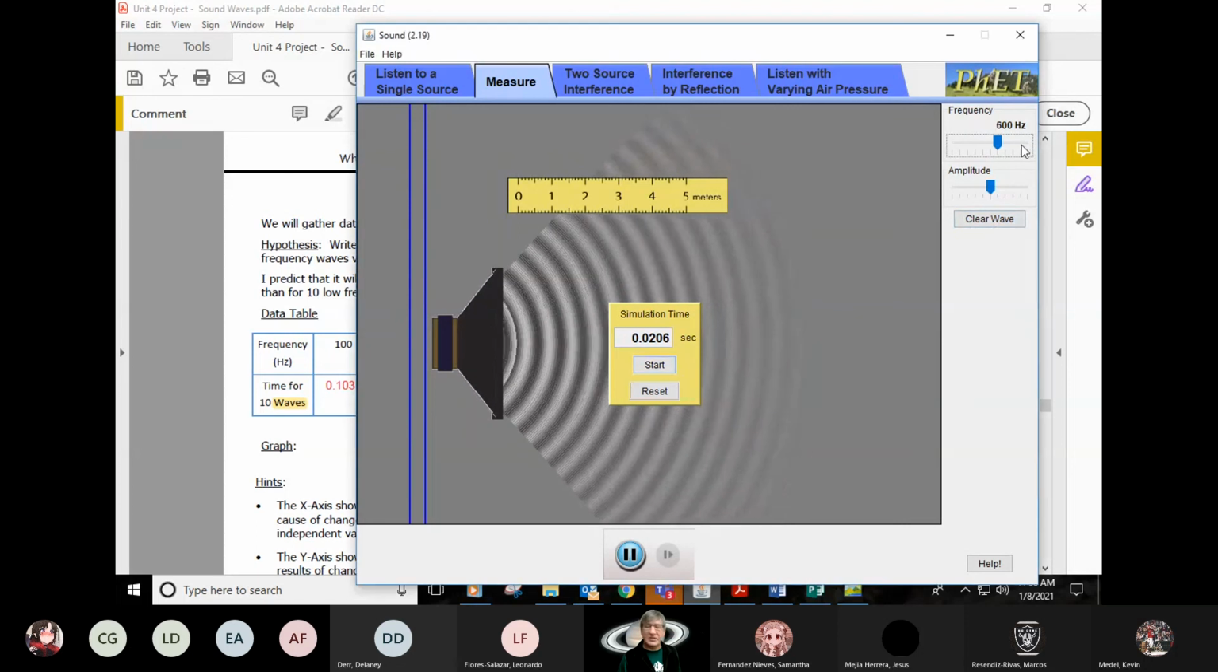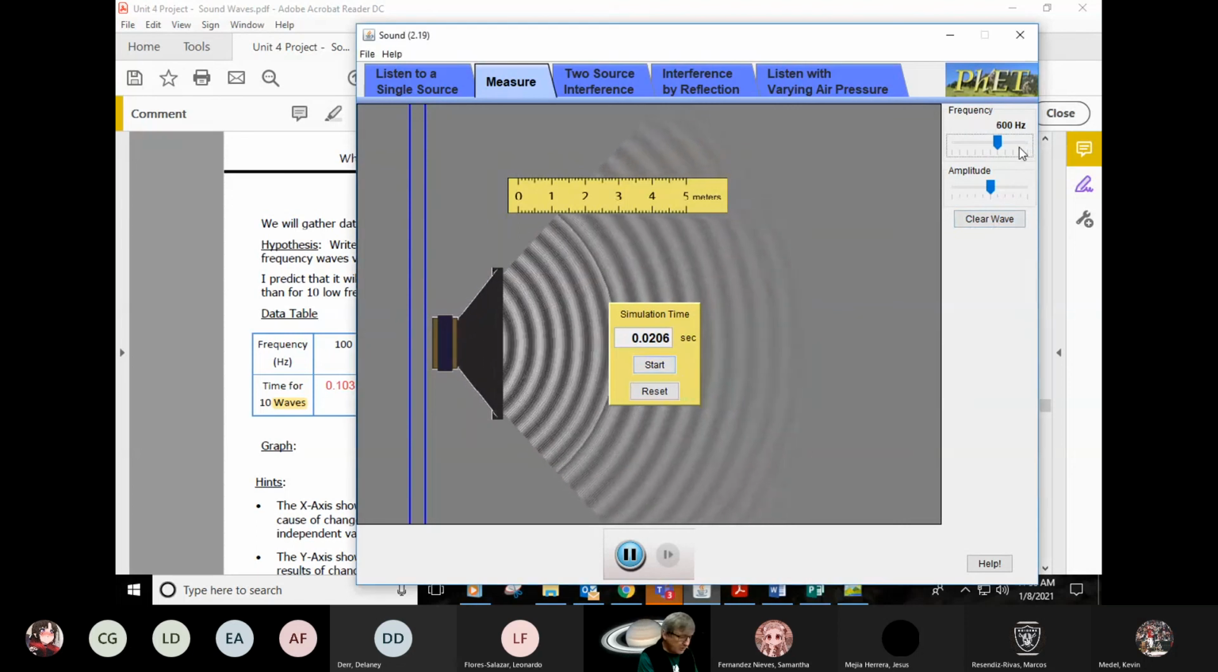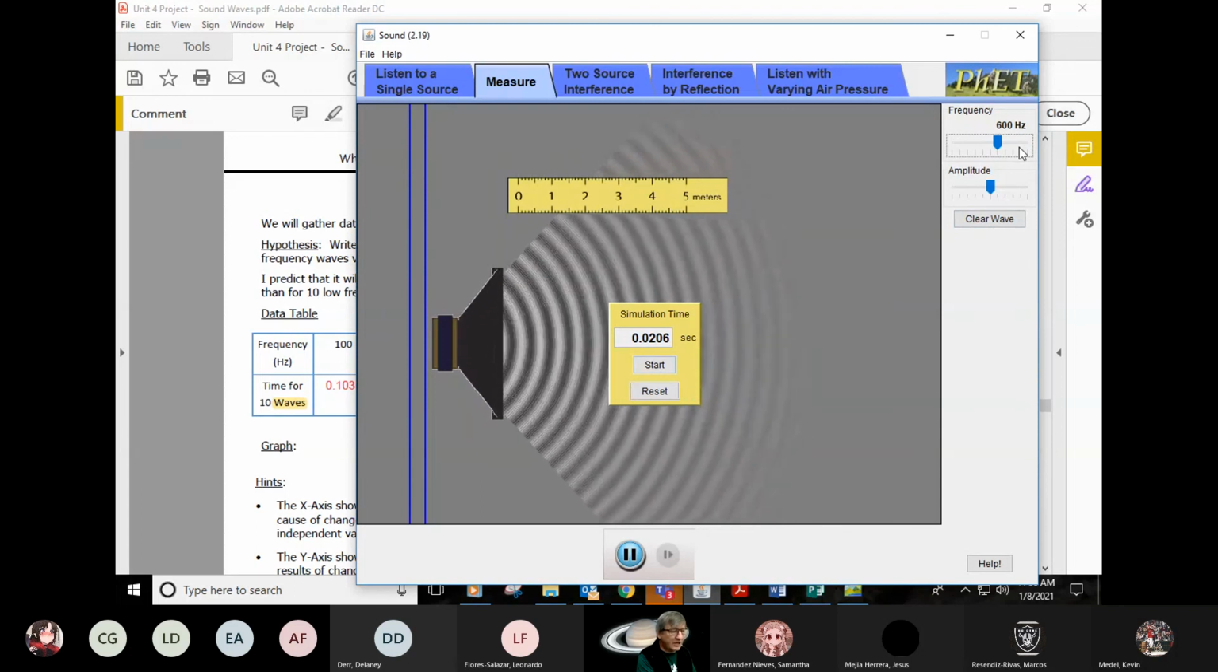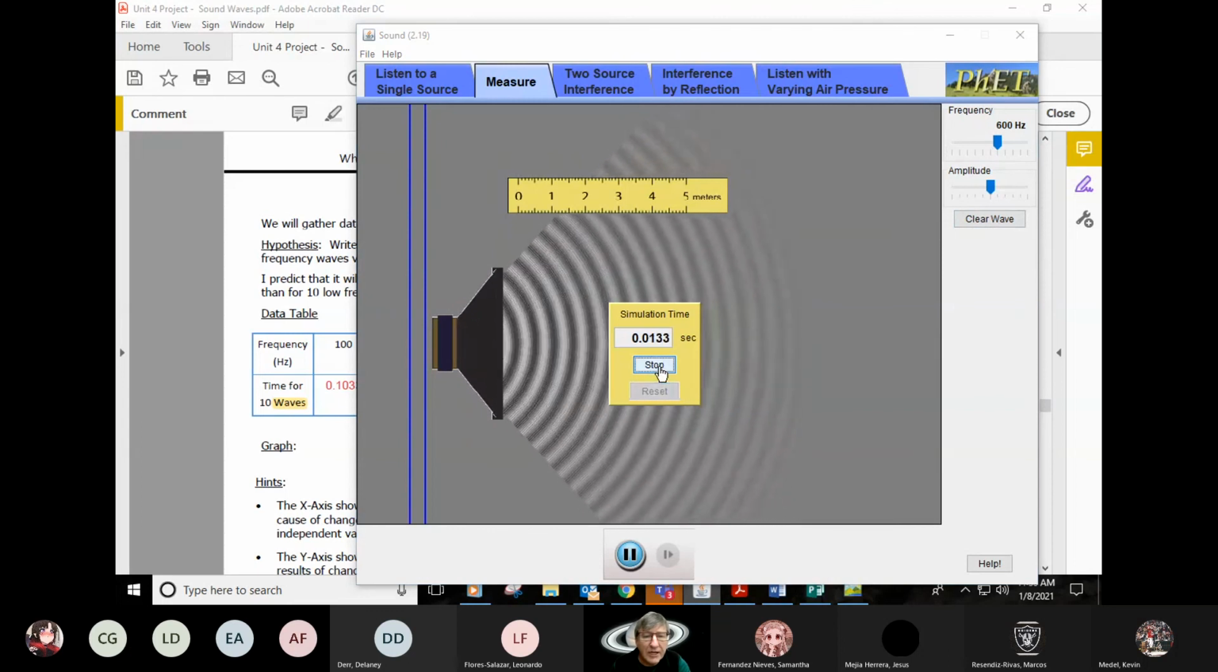All right, I'm moving it up to 600 hertz. Here's what it sounds like. Let's see. There's 500 again. Moving up to 600. Resetting the timer. Here we go. 3, 2, 1, go. 1, 2, 3, 4, 5, 6, 7, 8, 9, 10. There's your data for 600 hertz.